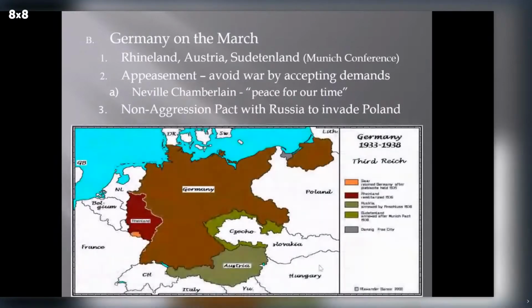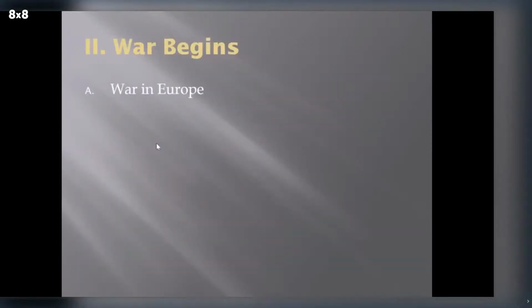So here is Germany. This is what they took, part of Czechoslovakia, the Sudetenland. And here they took Austria. They took this part of the Rhineland. And now they want Poland. And as you can see, all of this, they want to become Germany. And then the war begins. So that's where we're going to stop today with that part.